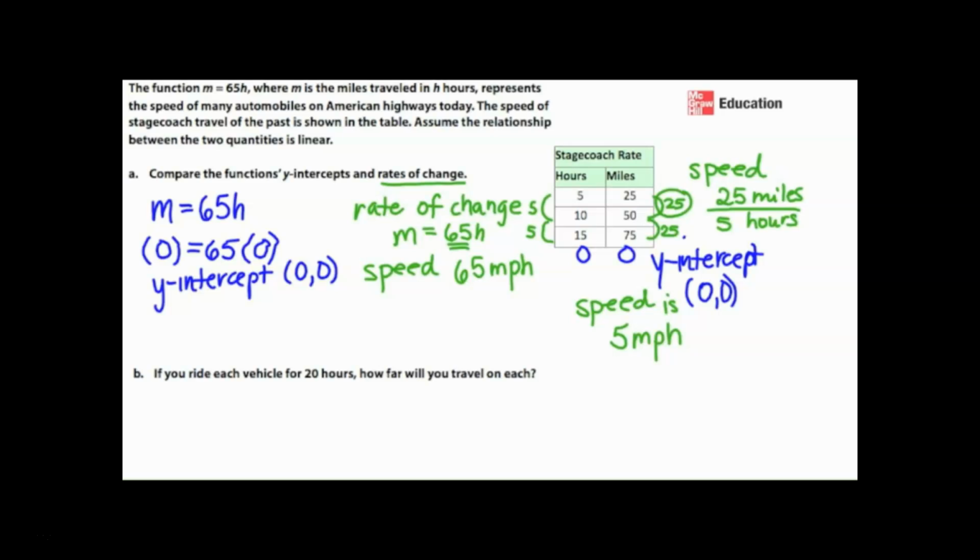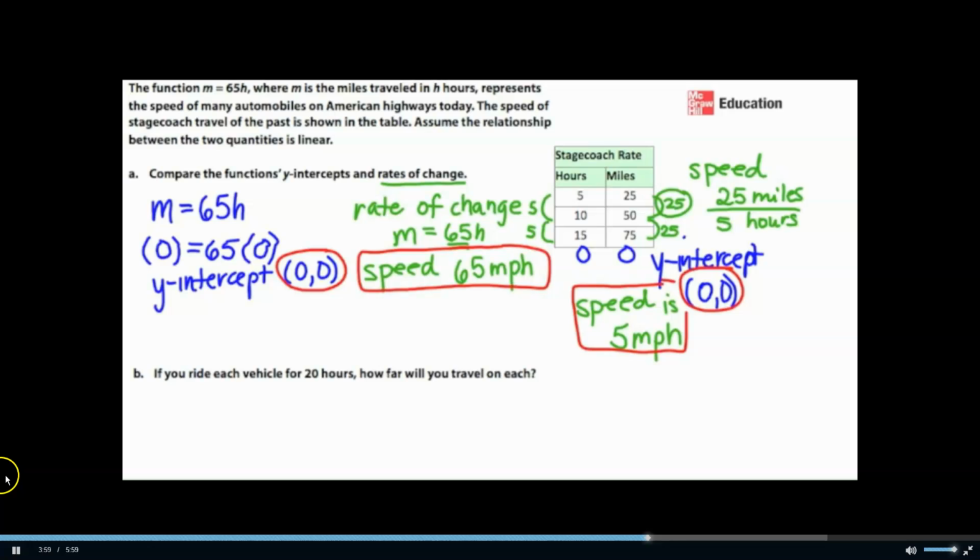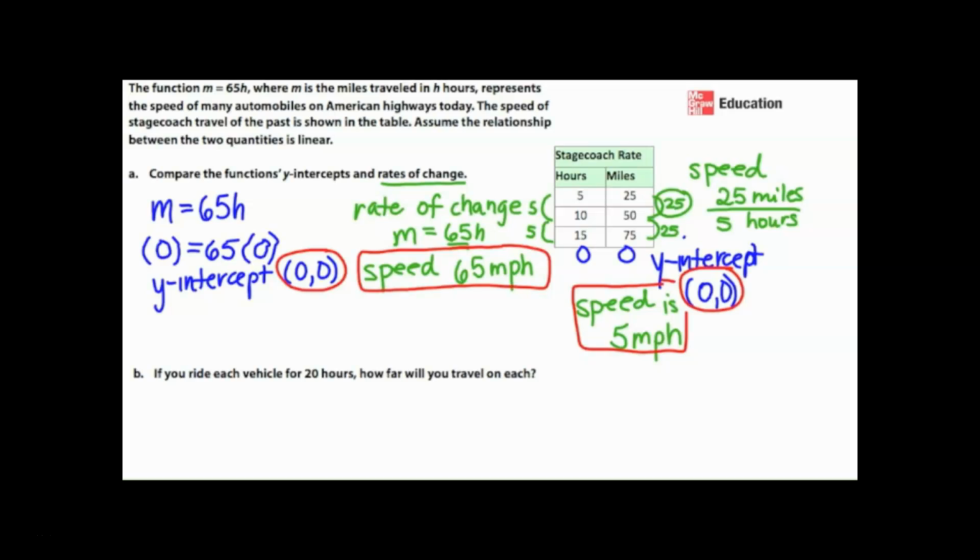So a quick recap here. The y-intercept (0, 0) was the same for both the American automobile as well as the stagecoach. However, the speed of the automobile was 65 miles per hour, and the speed of the stagecoach was 5 miles per hour. Since 65 is greater than 5, the function representing the automobile has a greater rate of change than the function representing the stagecoach.